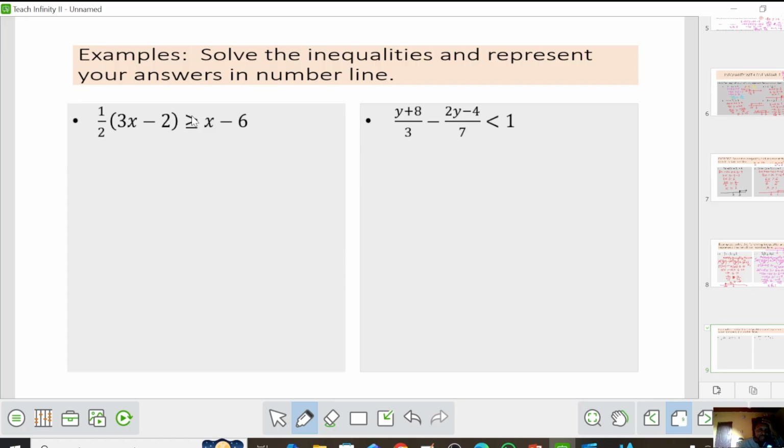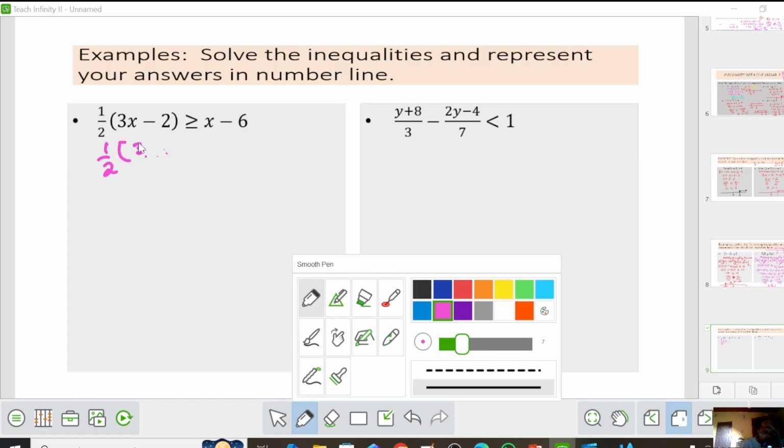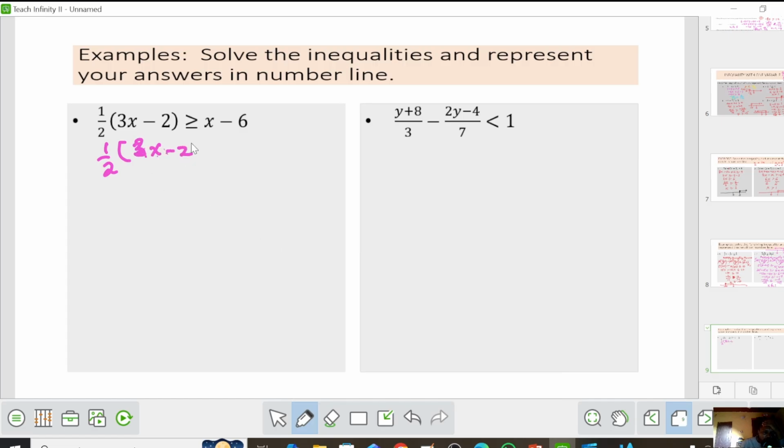The next slide, you see the same fraction. Solve the inequality and represent your answer on a number line. Still the same. So we do that. Since I have a fraction here, 1 over 2 into bracket of 3x minus 2 greater than or equal to x minus 6.